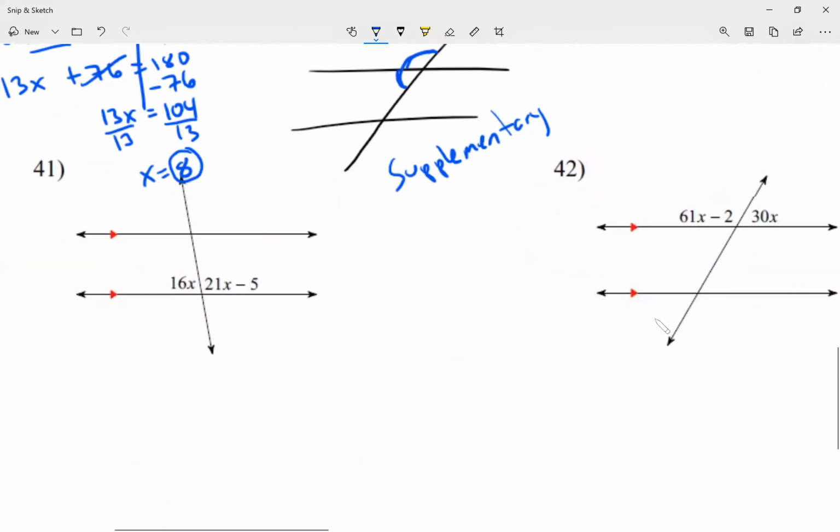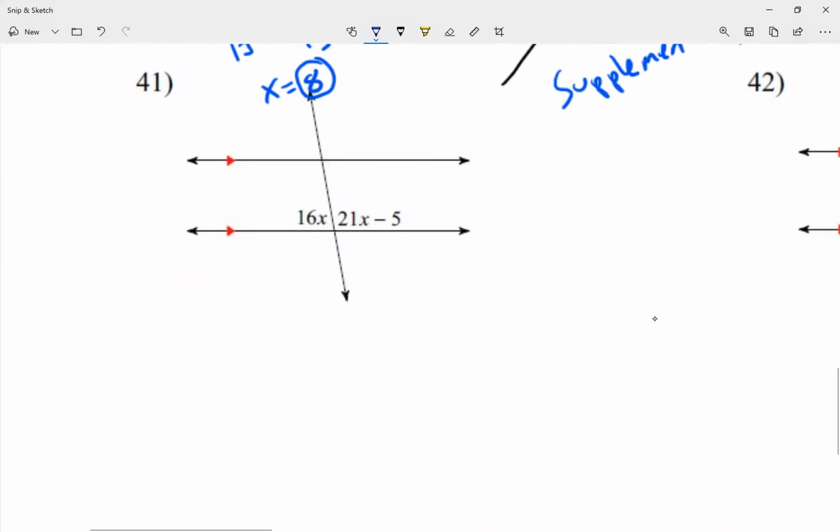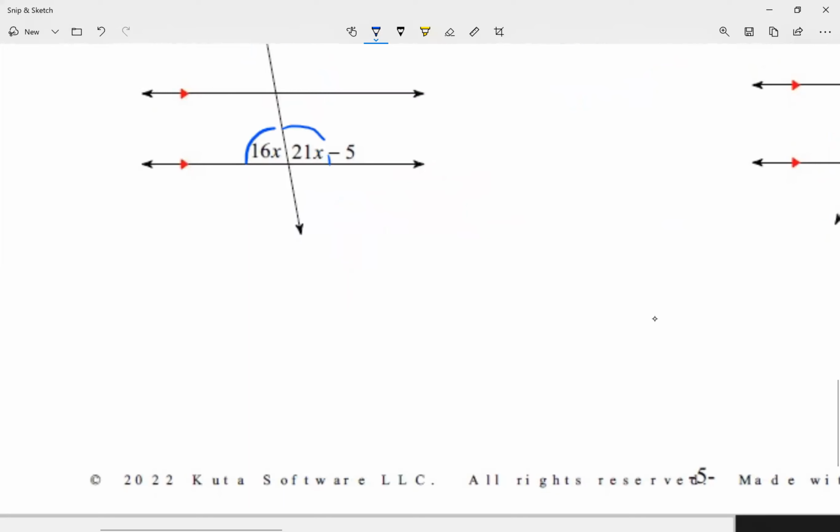Let's take a look at question number 41. Now, these angles are adjacent, right, next to each other. But even though I said adjacent, they're still supplementary. So I'm just going to add everything. 16x plus 21x minus 5, and all this is equal to 180.